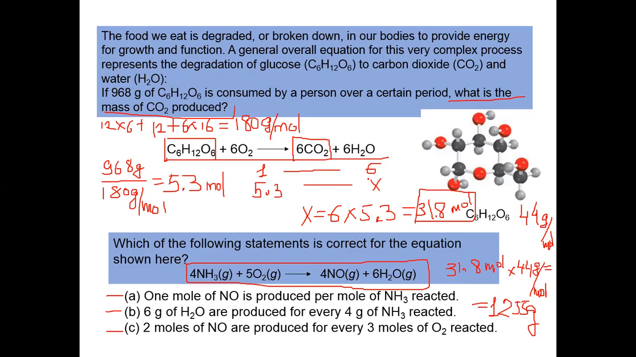A will be the right one. Right, A will be the right one because you have 4 moles producing 4 moles, so 1 mole will produce 1 mole. 1 mole is produced per mole of ammonia. So yes, the first sentence is the right one.